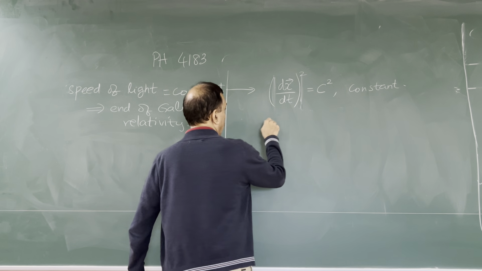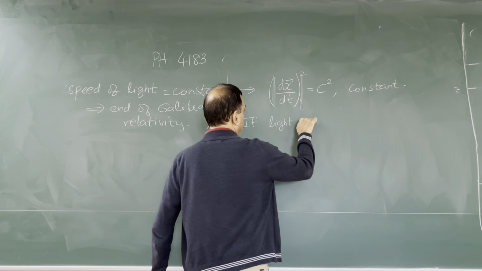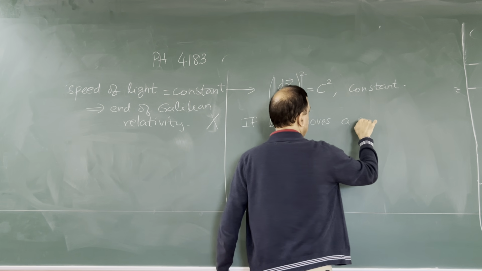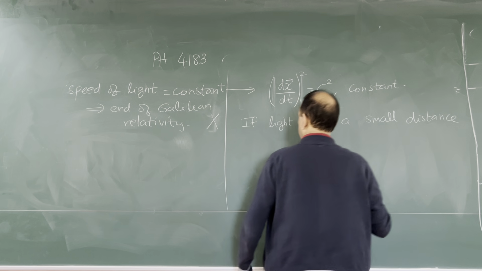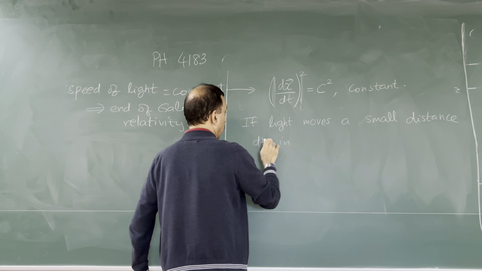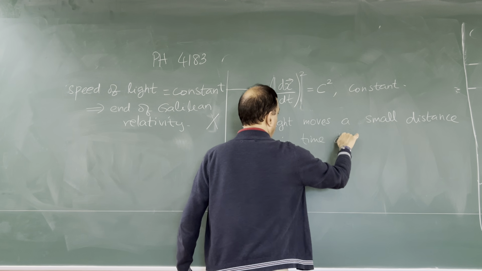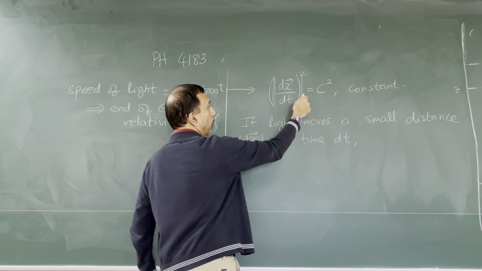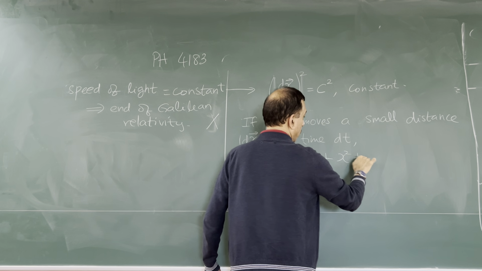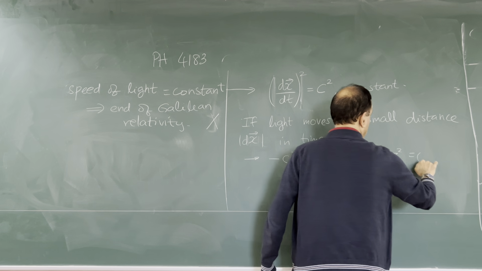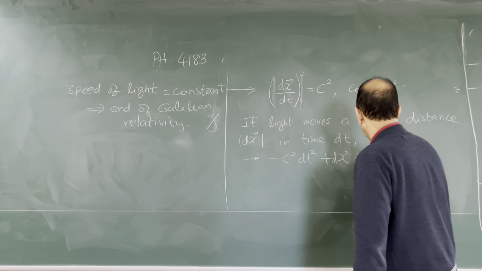So if light moves a small distance dx in time dt, then we can use this equation to bring dt squared to the other side, and we get minus c squared dt squared plus dx squared plus dy squared plus dz squared equals 0.